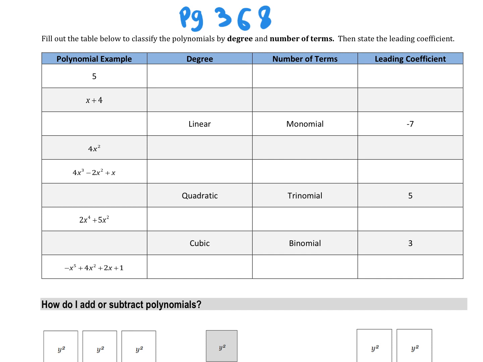We're going to take a look at this chart on page 368 and work through filling these in. The polynomials are in that first column on the left. So here we go. First one is just 5.